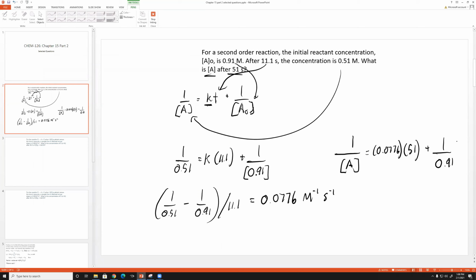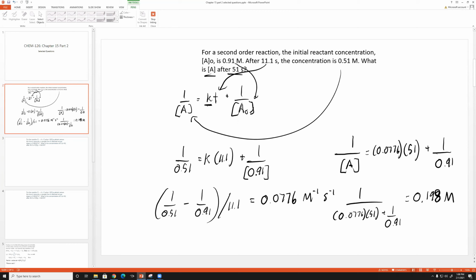So we can use this information to solve for A. So we can multiply A to the right side and divide by everything else. So the answer would be 1 over the entire right side of the equation, 0.0776 times 51 plus 1 over 0.91, which equals 0.19 molar.